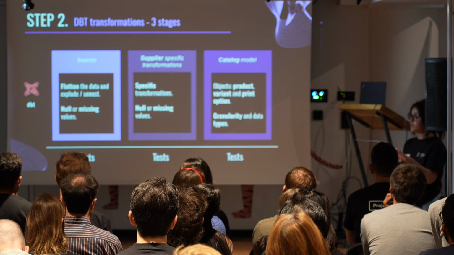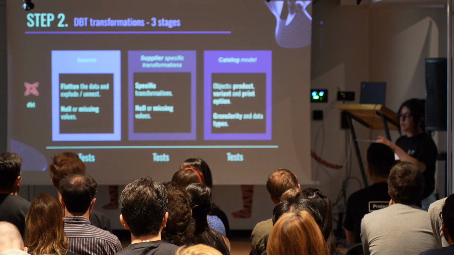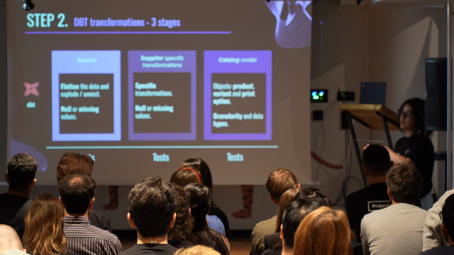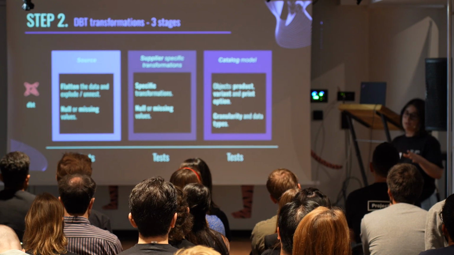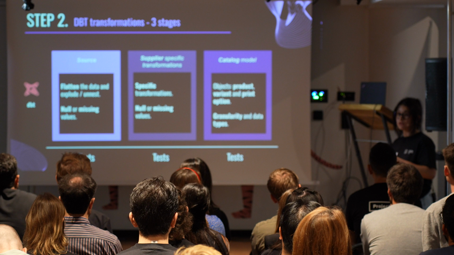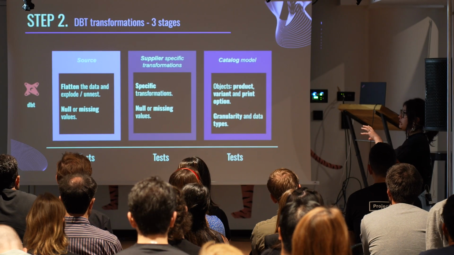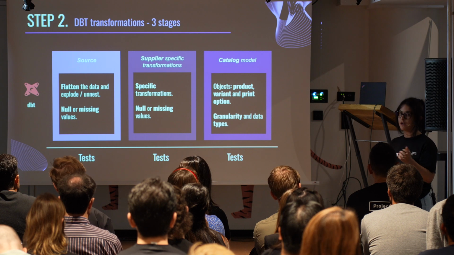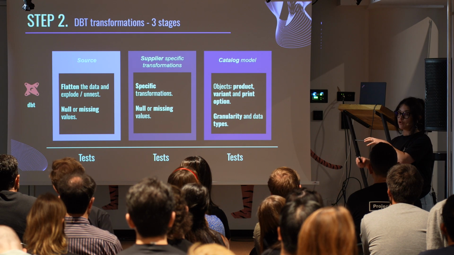The first one is just to declare the sources. We make sure that the sources I just explained are flattened, and then we can store them in BigQuery. And we take a little bit of care of the nulls and missing values. But the idea here is to keep the data as close as possible to the supplier data, because it helps us a lot to report back to them.